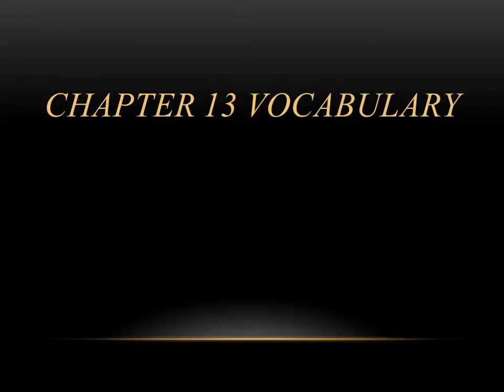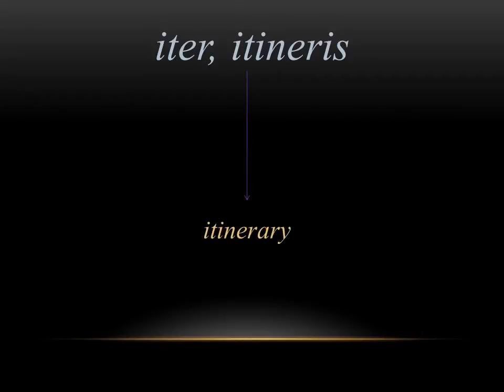So of course we're going to start with the chapter 13 vocabulary. So the first word we want to look at is iter, which means journey in Latin. And in English, this leads to the derivative of itinerary. And again, it means the same thing. If you're going on a journey, an itinerary is usually the outline of that journey you're about to take. We call it an itinerary. It comes from this word iter that also means journey.